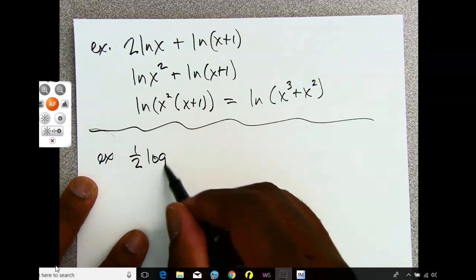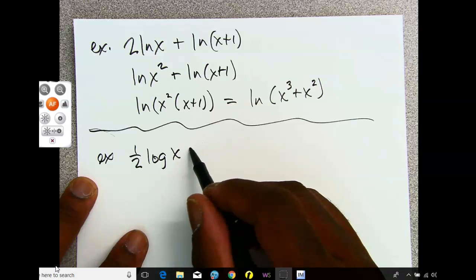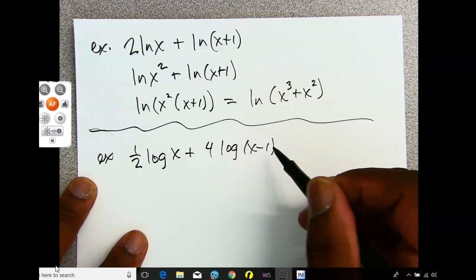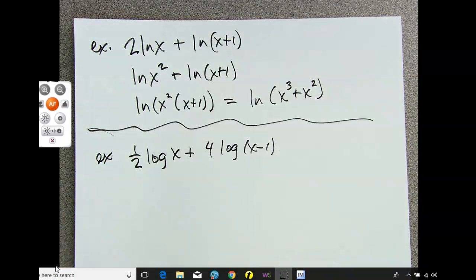All right, next example. 1/2 log of x plus 4 log of x minus 1. So 1/2 log of x plus 4 log of x minus 1. All right, so you guys try this one. All right, we ready?